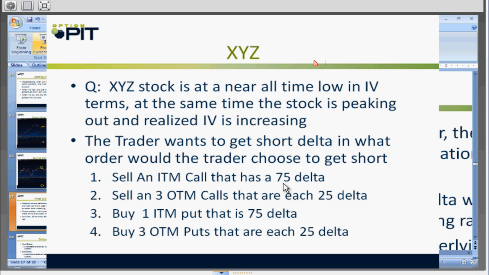All right. So, the stock is near an all-time low in IV. Stock is high, and realized vol is increasing. Do I want to sell one in the money call? Sell 3 out of the money calls? Buy one in the money put, or buy 3 out of the money puts? What do you think? Traders? What do you think?